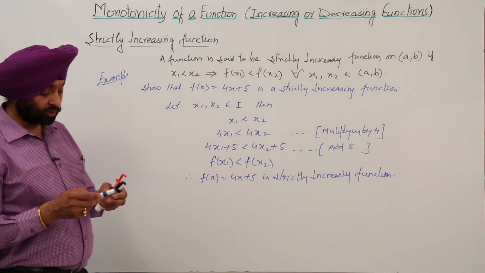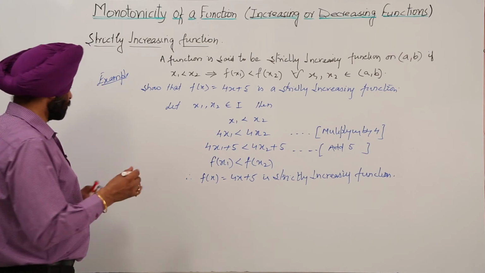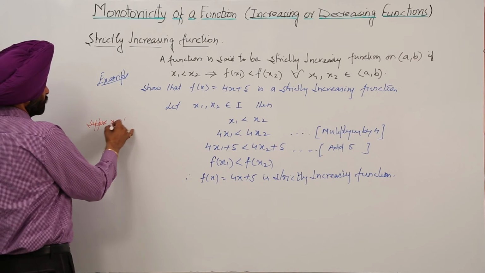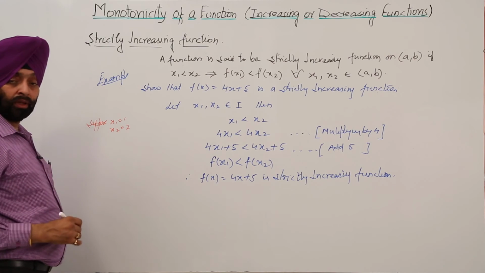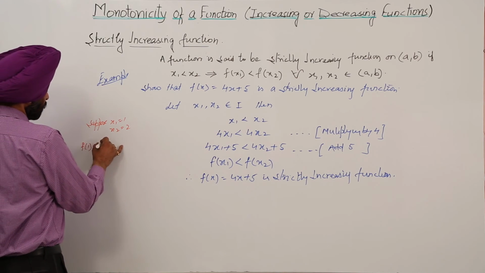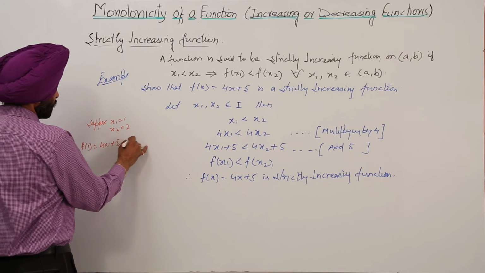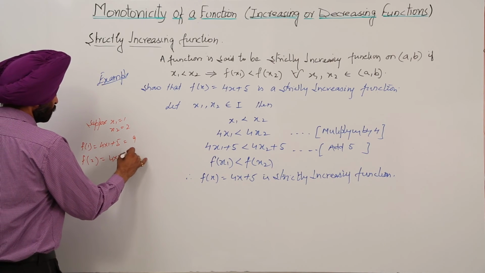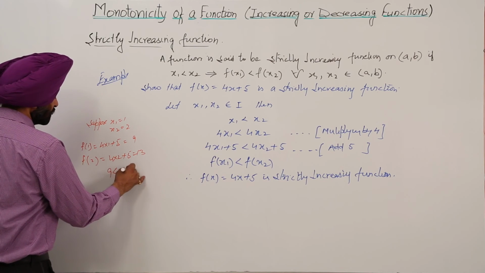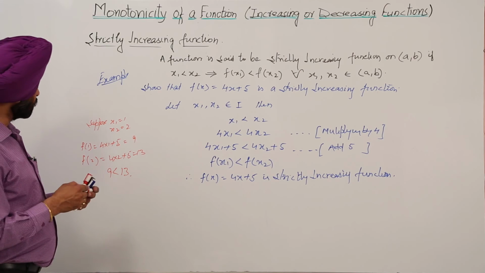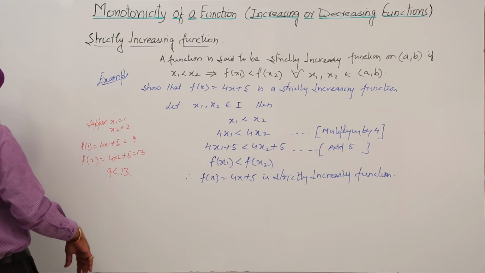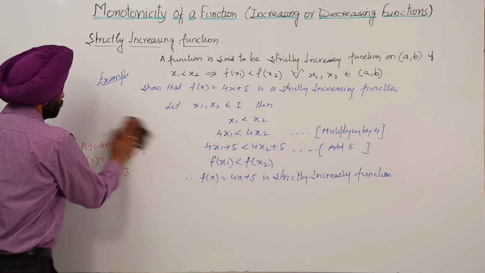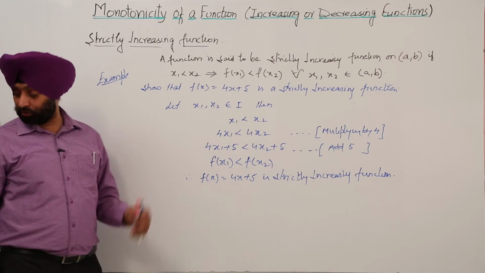Now analytically, once more, let's solve it. Suppose x1 is equal to 1 and x2 is equal to 2. Then f(1) is 4 into 1 plus 5, and that is 9, and f(2) is 4 into 2 plus 5, that is 13. So clearly 9 is less than 13. So that's why we can say that if x1 is less than x2, then this function is a strictly increasing function. So we can move on with the very simple conclusions.